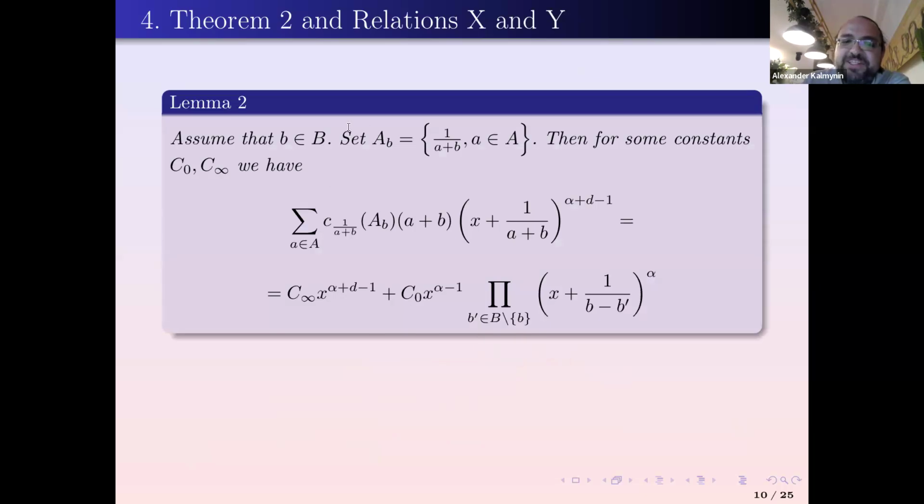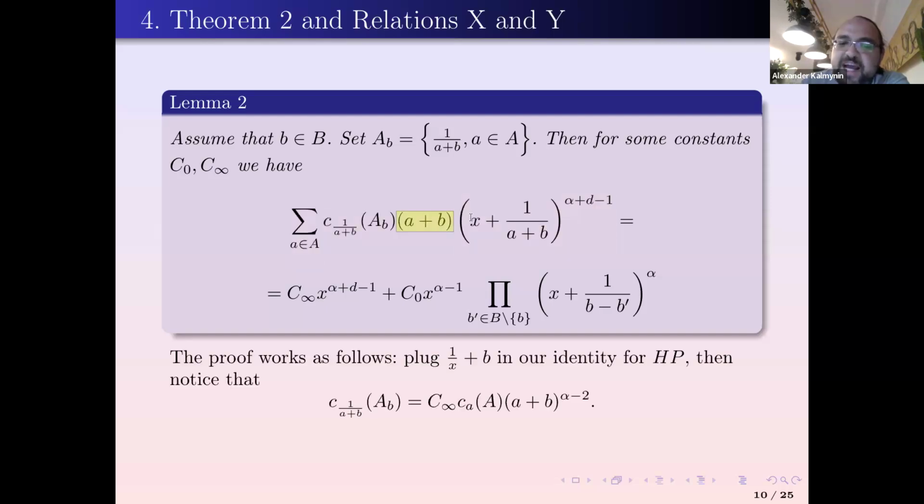We can do the following change of variables. So let's choose some b from B and consider the set 1 over a plus b, where a runs over the whole set A. Then it turns out that for some constants C0 and C infinity, we have the following formula. So this is almost the Hansen-Petridis polynomial, only here we have A plus B, additional one. And here we have almost a factorization, only here we also have the leading term.